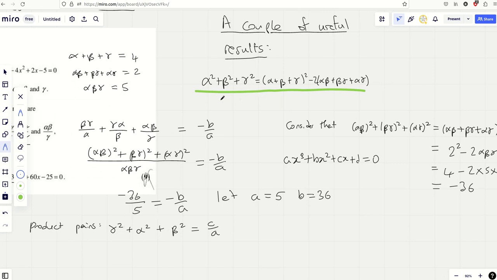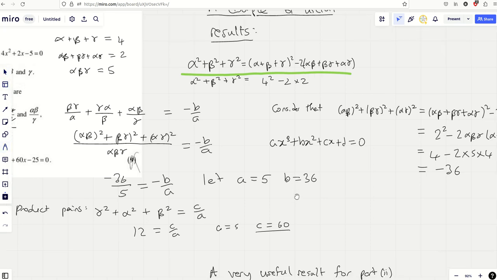That's that. So in our case, alpha squared plus beta squared plus gamma squared is going to be equal to 4 squared minus 2 times 2. And that's 12. So 12 equals c over a. But remember, a is 5. And so c is going to be 60. Cool. And then lastly, we've got the triple product, which is the easiest bit actually.